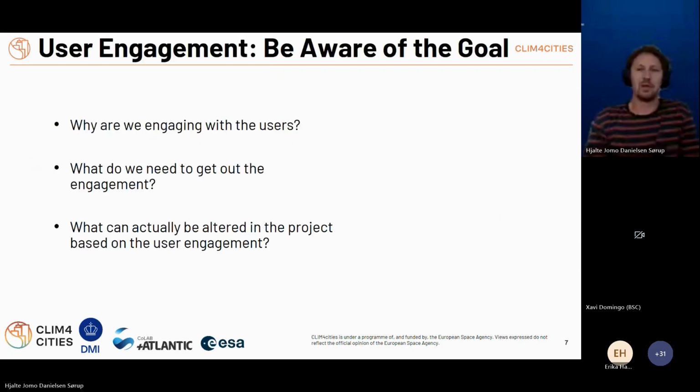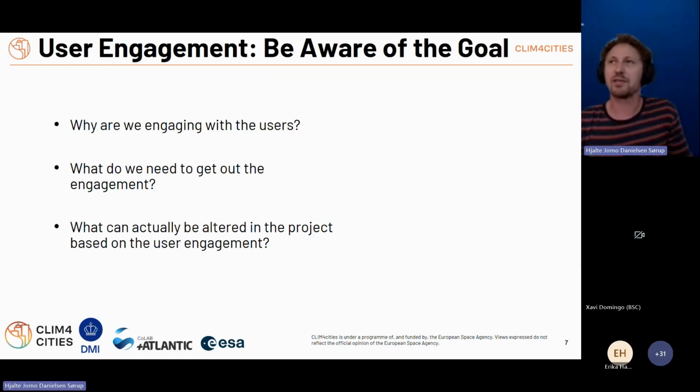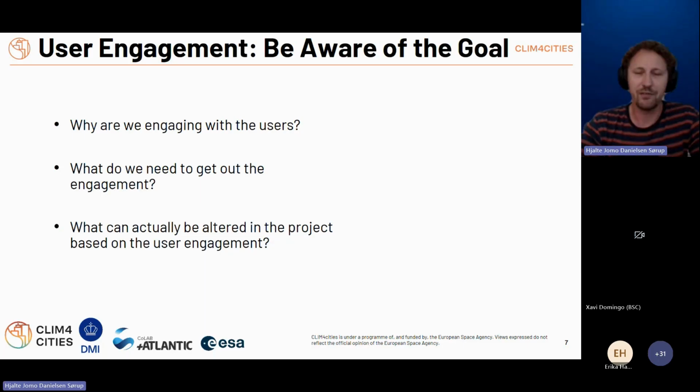I will say a lot of obvious things today, but that's not the same as it's easy to do. When you start this user engagement, the first thing you need to be aware of is what the goal of doing it is. Because obviously talking to users in its own right is engagement, but it's not necessarily productive. So you need to be very aware of why we are engaging with the users. What do we need to get out of the engagement? And in this particular case where it's in a project, what can the engagement actually alter on the project?